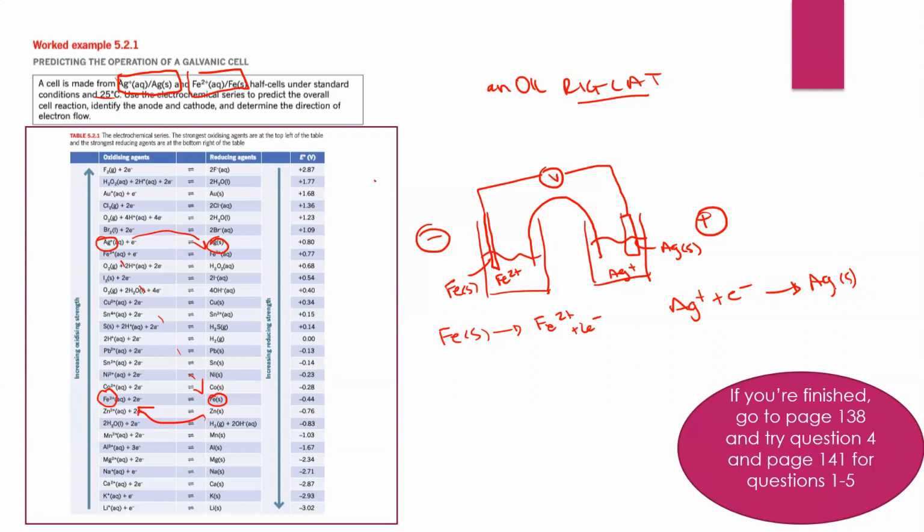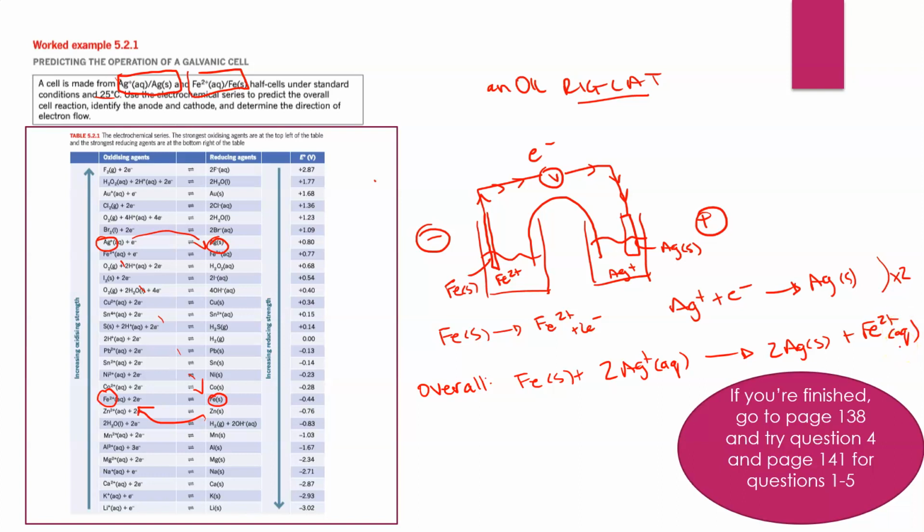It also wants us to predict the overall cell reaction and the electron flow. The electrons will flow from the source where they're produced, so from the anode to the cathode. We show that with arrows through the wire and just indicate that it's our electrons that are moving. The overall cell reaction, I can see I need to multiply this one by 2. So overall, I will have Fe solid plus 2 Ag+ aqueous goes to 2 Ag solid plus Fe2+ aqueous.